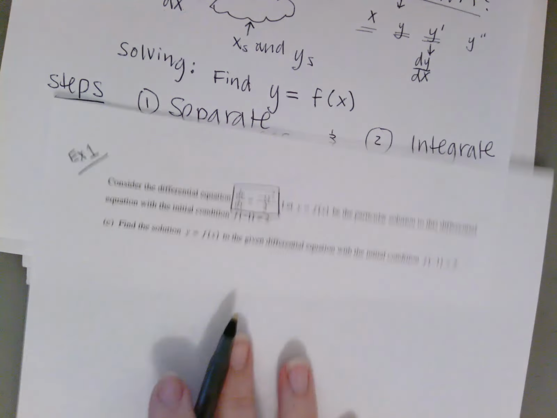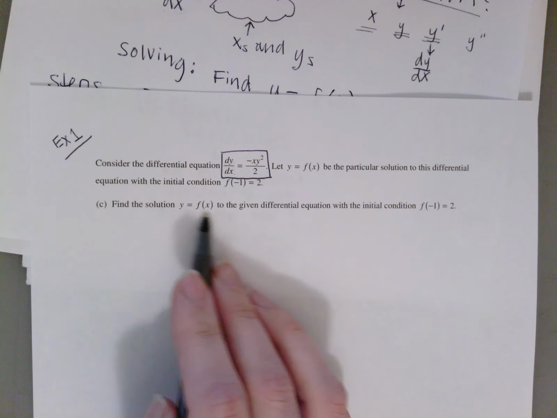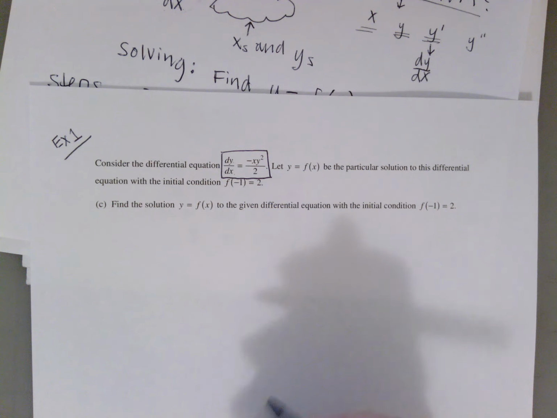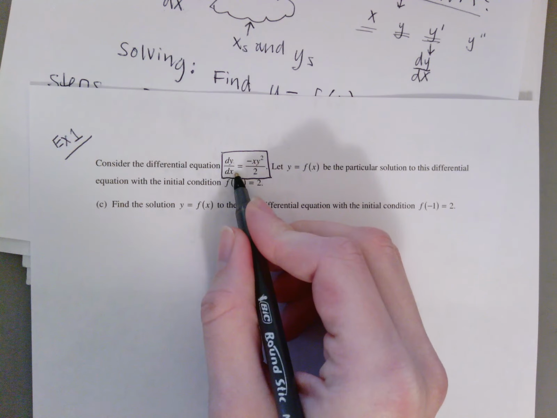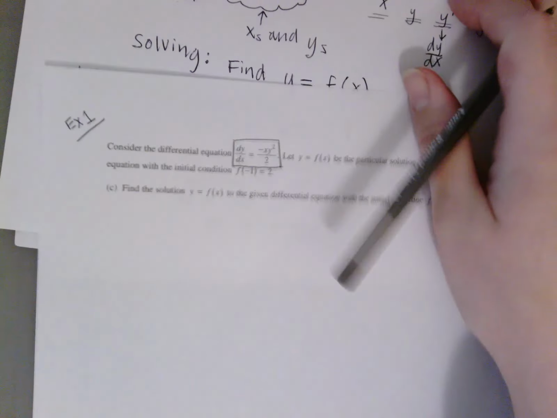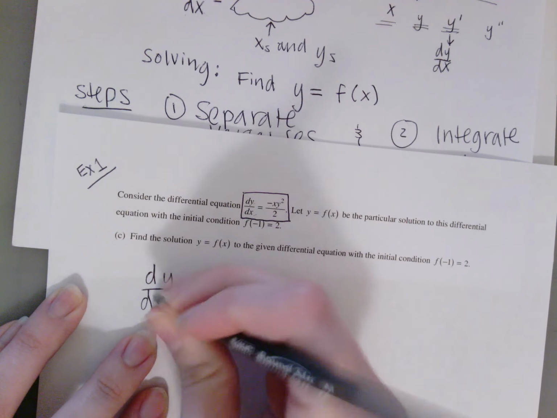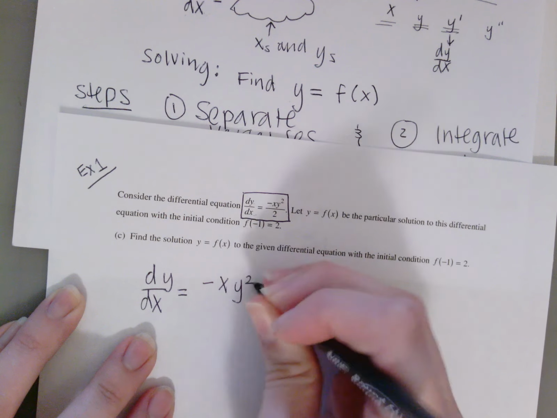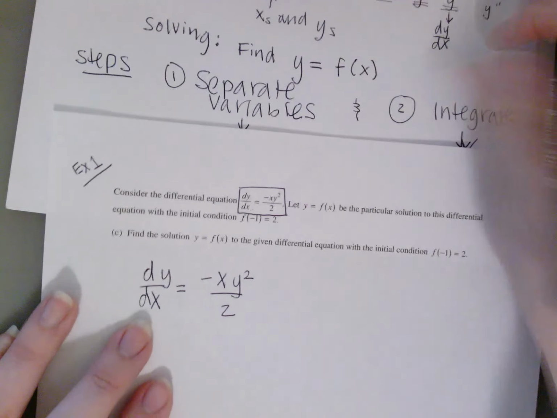This is a free response question, and I'm just going to be doing part C here. Part C asks me to find the particular solution y equals f of x to the given differential equation with the initial condition f of negative 1 equals 2. So what they're telling me to do is I've started with dy dx, and I'm trying to find what y equals. Here's how we're going to do this. I'm going to start by rewriting my differential equation dy dx equals negative x y squared over 2. And I am going to do my steps. I'm going to separate and I am going to integrate.